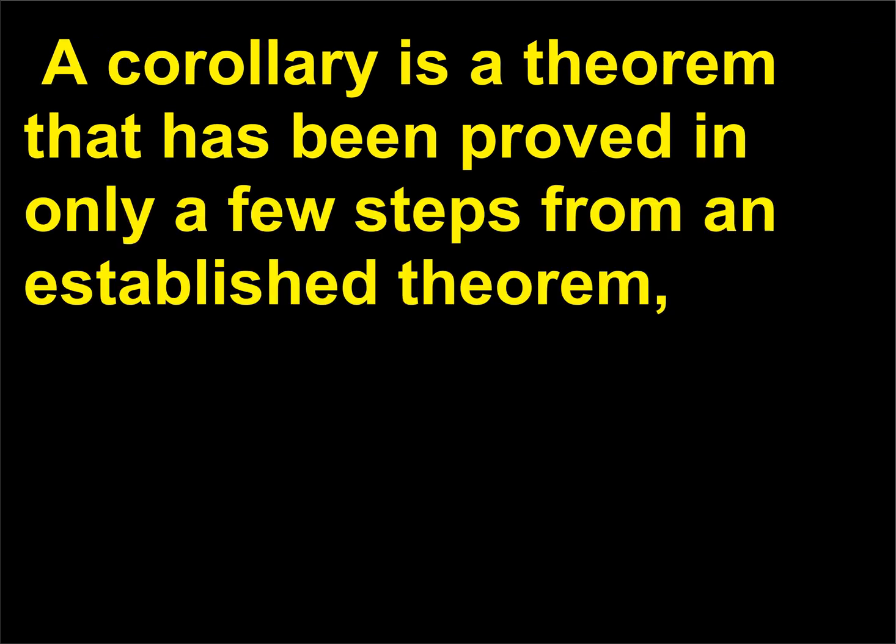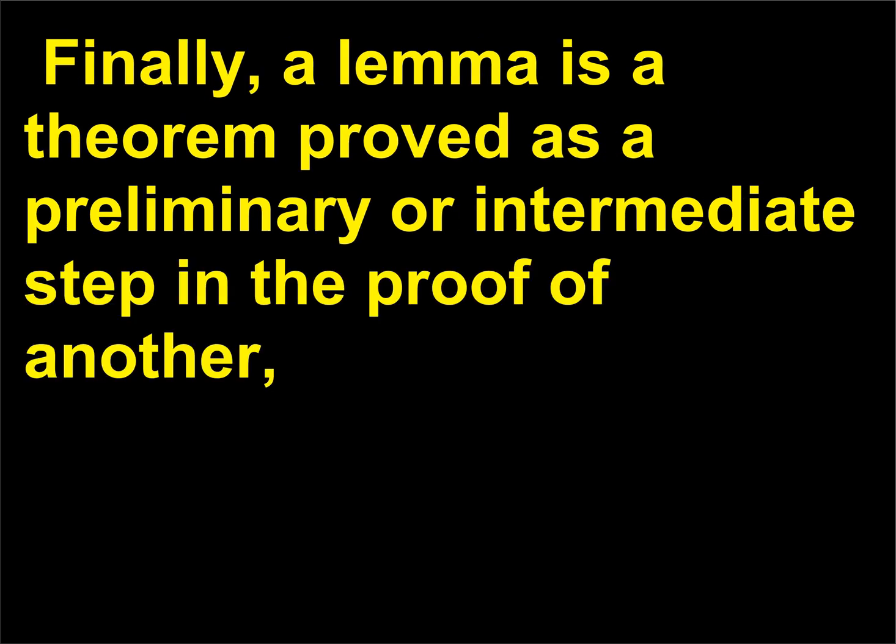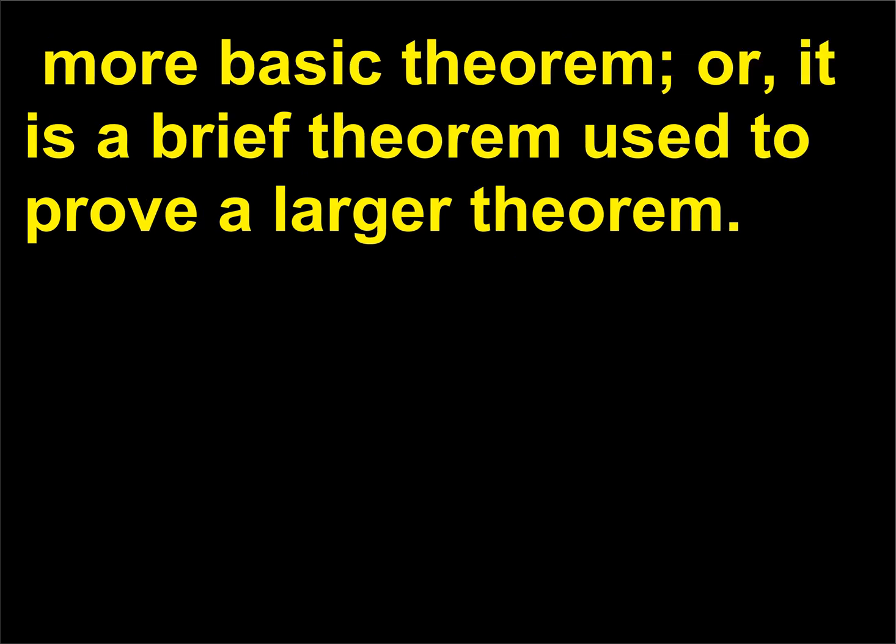A corollary is a theorem that has been proved in only a few steps from an established theorem, or one that follows as a direct consequence of another theorem or axiom. Finally, a lemma is a theorem proved as a preliminary or intermediate step in the proof of another, more basic theorem, or it is a brief theorem used to prove a larger theorem.